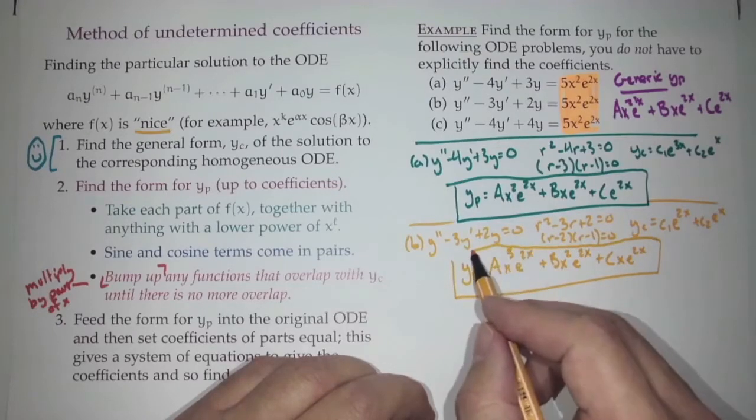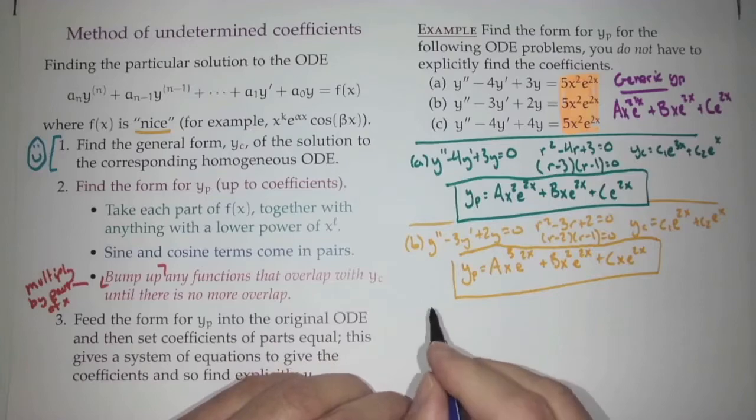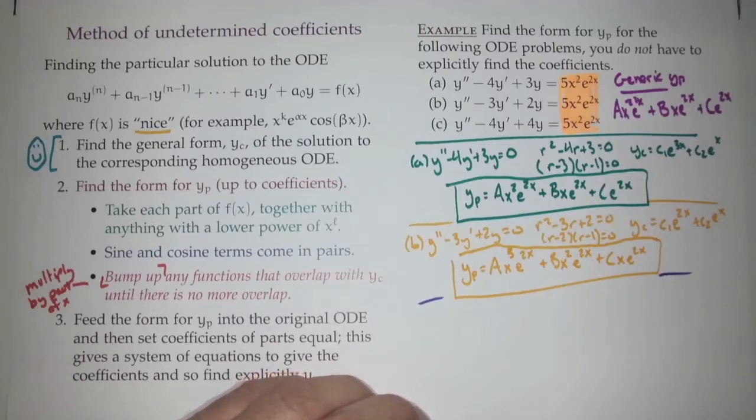And there we go. All right. Well, that's 2 down, 1 to go.